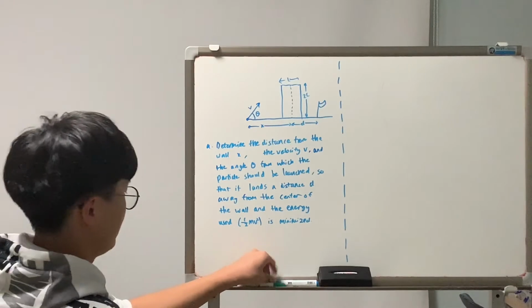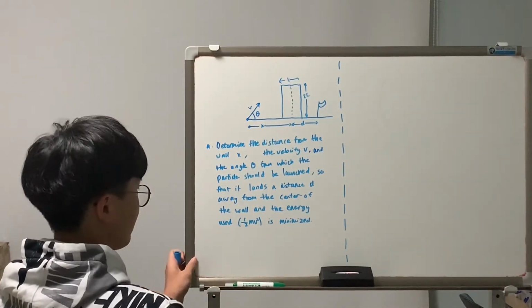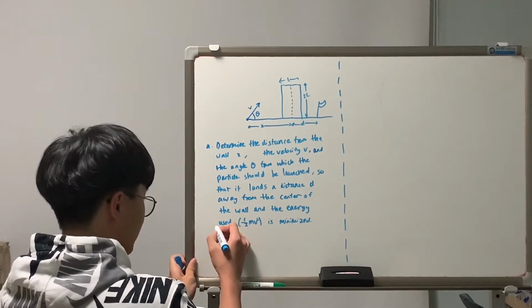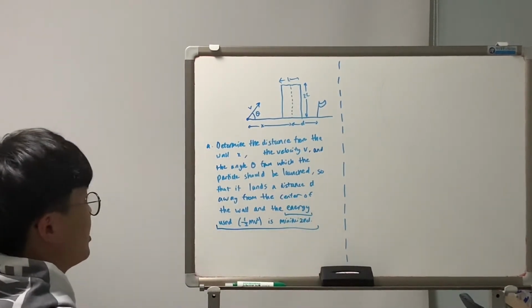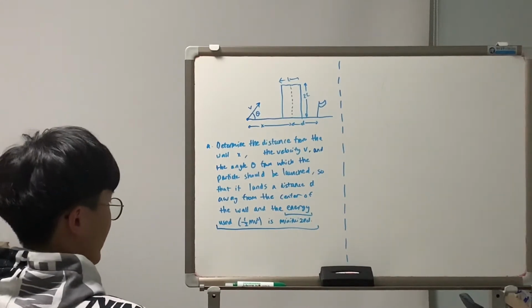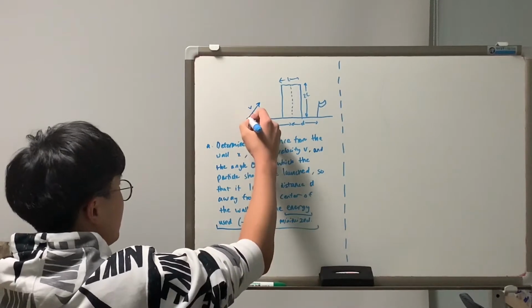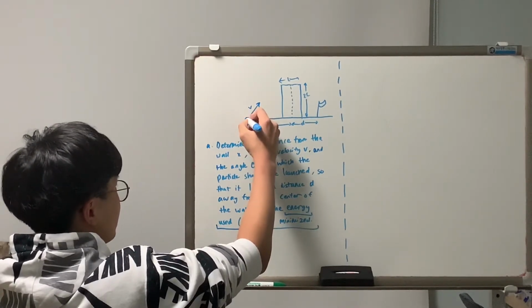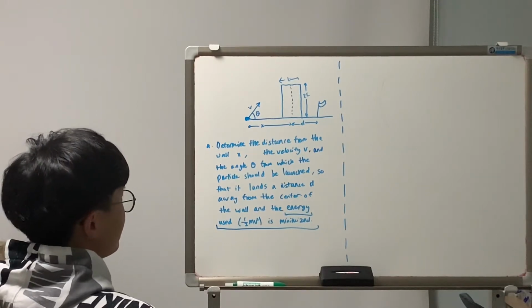Okay, so what we should focus on at the start is here: energy used is minimized. So what does that mean? Well, to minimize energy used, we have to minimize our velocity over here.